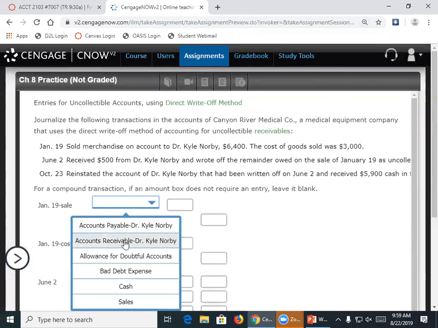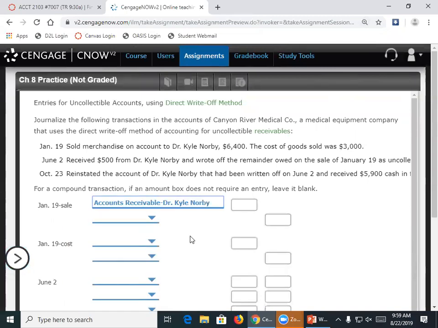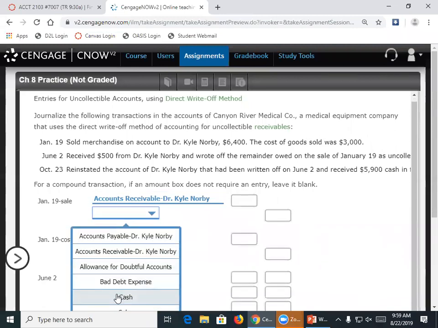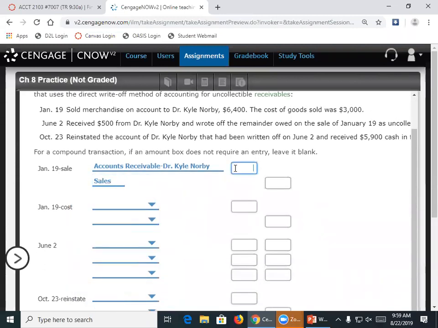So I'm going to debit accounts receivable, Dr. Kyle Norby, and credit sales. And that's $6,400.